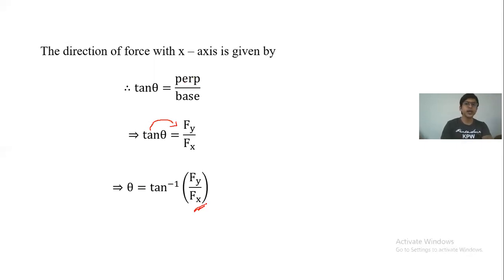Okay, so here we have learned two things: the magnitude of the force, which is F is equal to square root of Fx square plus Fy square, and the angle, which is represented by theta. The formula is theta is equal to tangent inverse of Fy upon Fx. Okay, so this is it. In this way, you can find the magnitude and the direction of a force whose rectangular components are given.